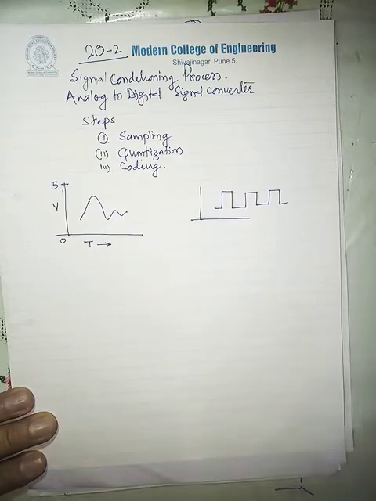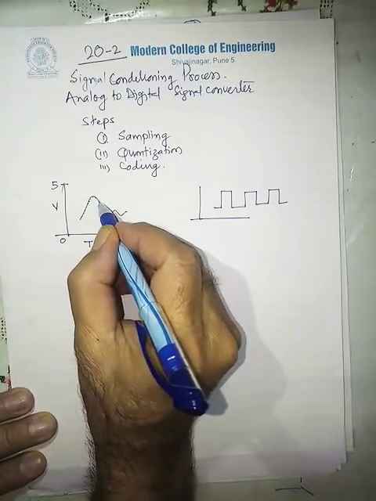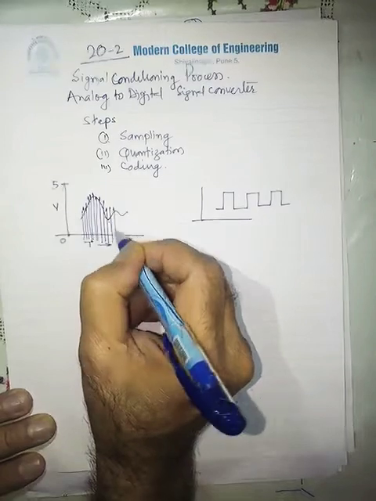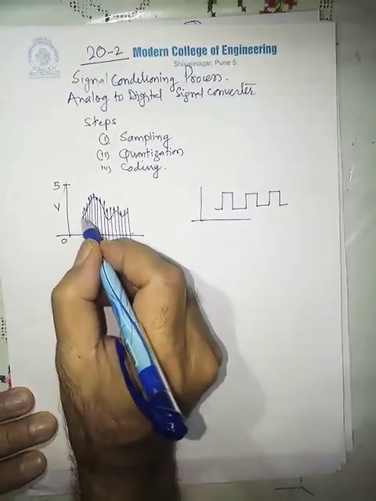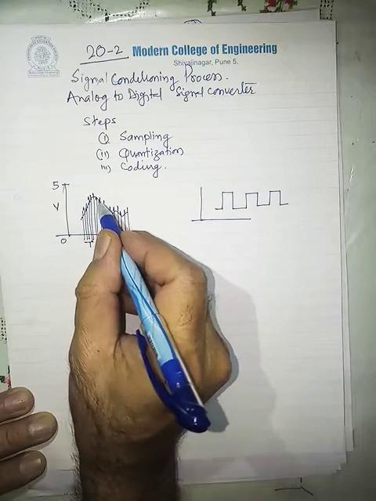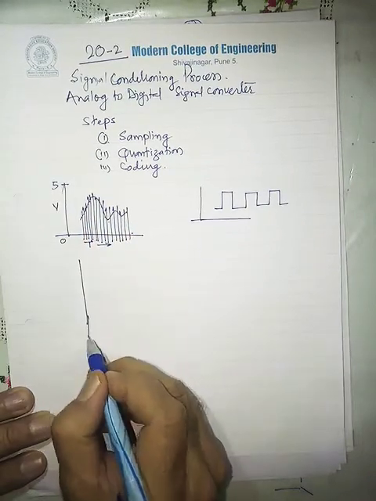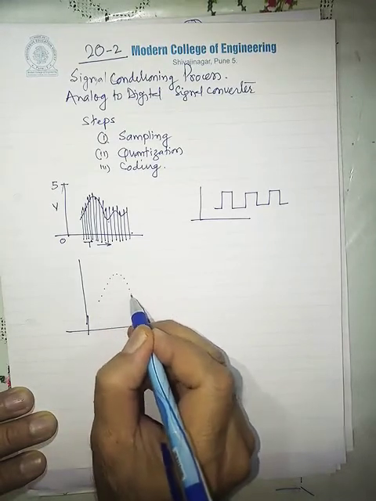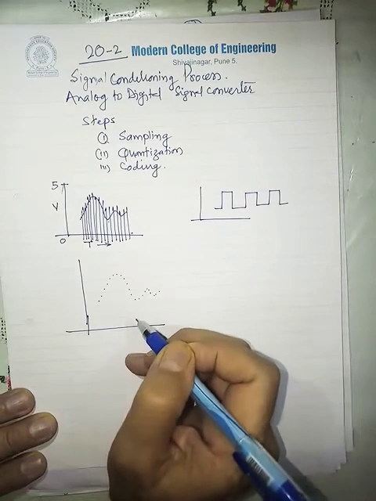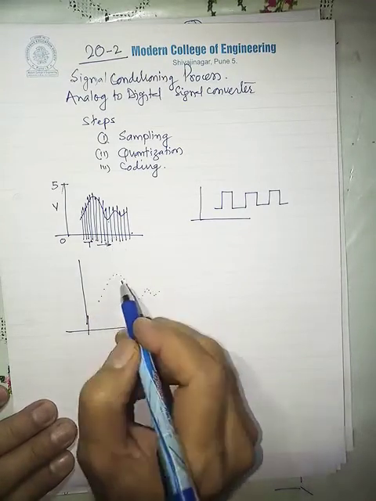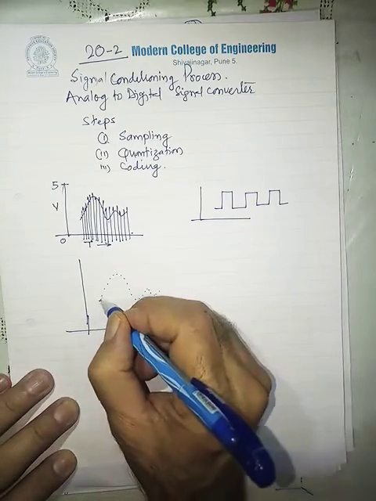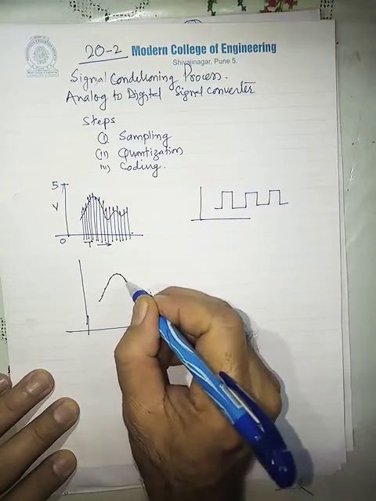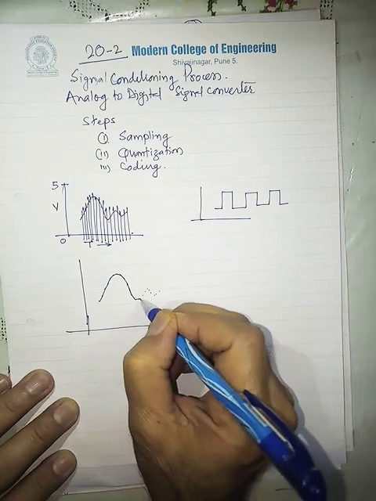Suppose I have taken voltages at these points. This way I have sampled this signal, and I have taken voltages at different intervals. These are the voltages which I have memorized in memory. If I draw a graph again, these were the voltages taken at different time intervals. If I connect them, this will give me the original waveform. But here one drawback is this: if I join these voltages, you will get a graph like this, which is a little different from the original.